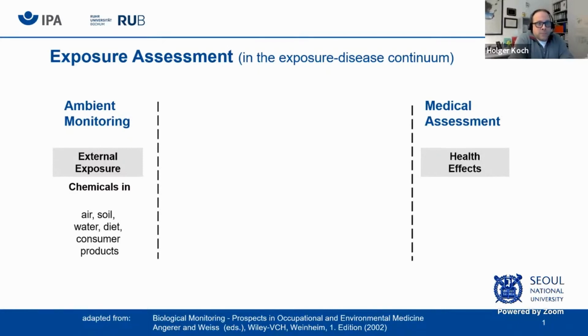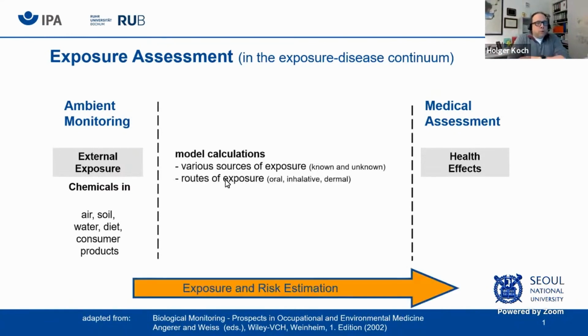Classical exposure assessment in the past has been performed by ambient monitoring, measuring chemicals in the environment, air, water, soil, consumer products, and then combine all these sources, do model calculations, cumulative exposures, and then associate these external exposures to health effects for exposure and risk assessment.